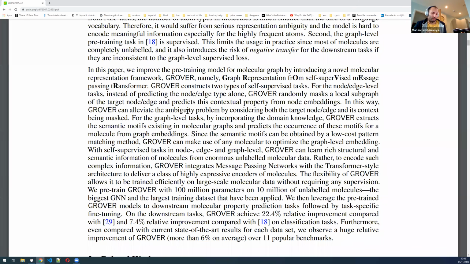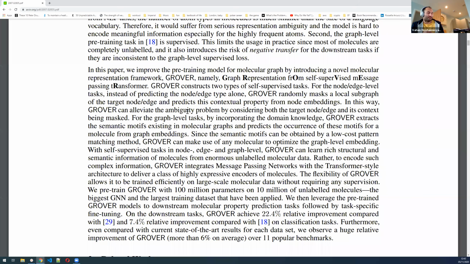graph level tasks. For node level tasks, we will mask a subgraph that are neighbors, that is in the neighborhood of a given node. So we will have a node, and then we will mask its neighbors, and we can go into multiple steps, right? Hops away from the node, and then we will try to predict the masked nodes using the features of the current node. Okay. As you see, we don't need any labels here.